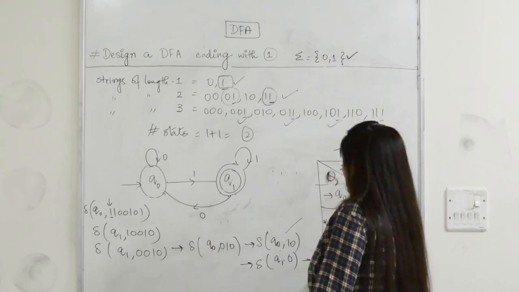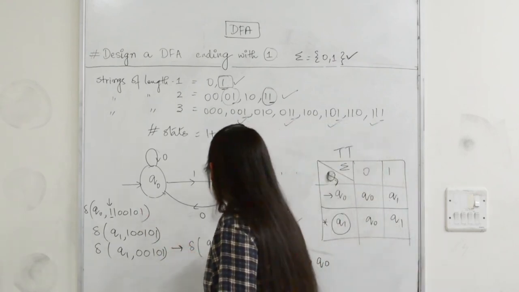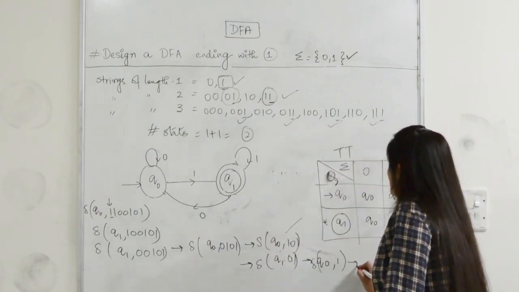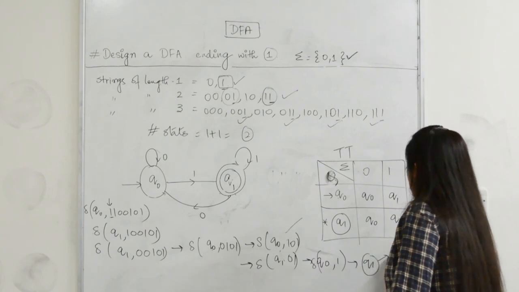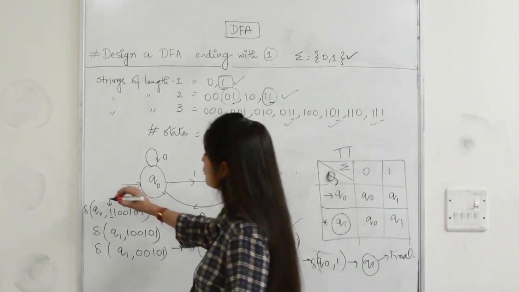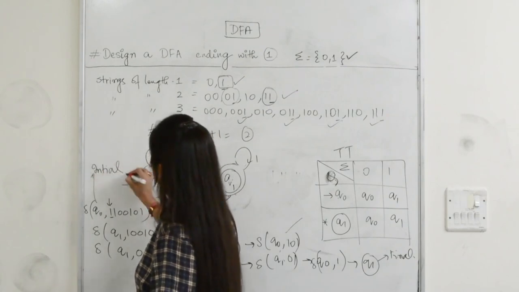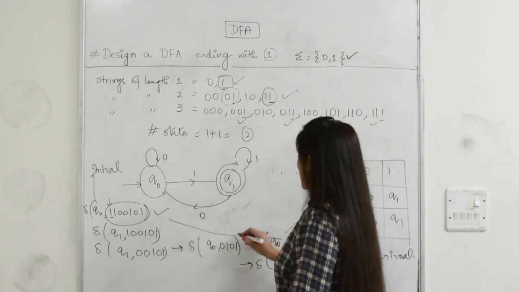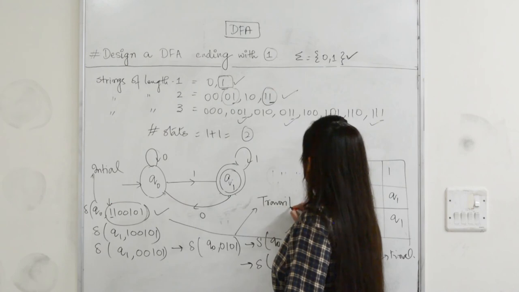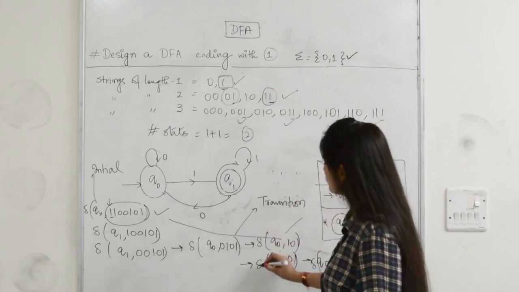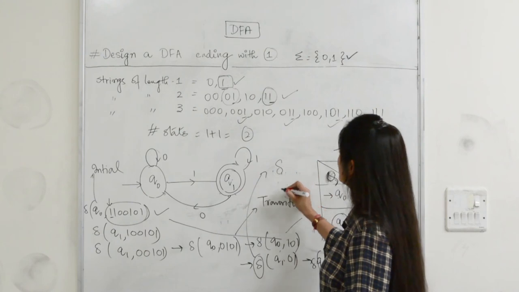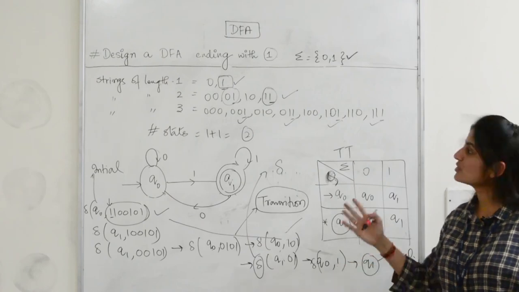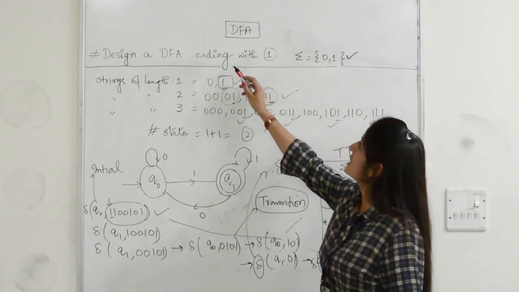So you have reached Q0, and I have missed this one, so I have to write it here. Again on Q0 when you process 1 you reach Q1, and this is your final state, and this was your initial state. So we can say that this particular string is being accepted by the given DFA, and this procedure is called the transition. And the delta symbol that we have used here represents the transition, that is, the change in the given set of states. So this is the given DFA for the strings which are ending with 1.